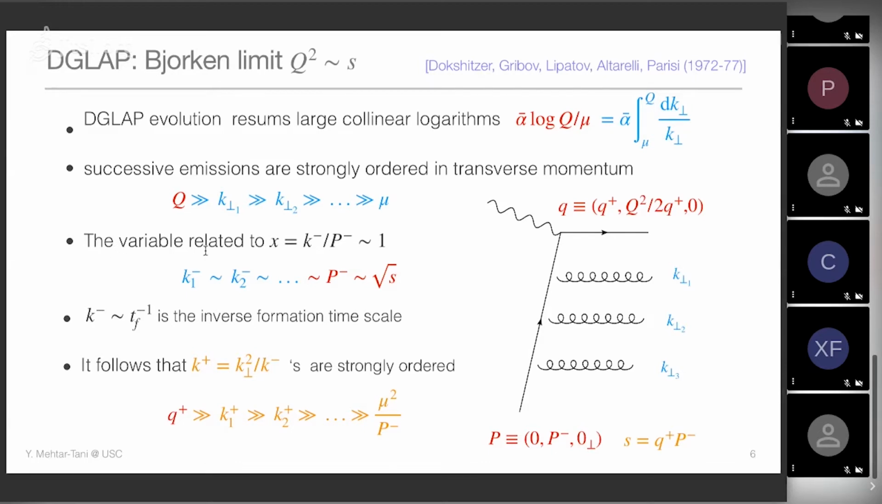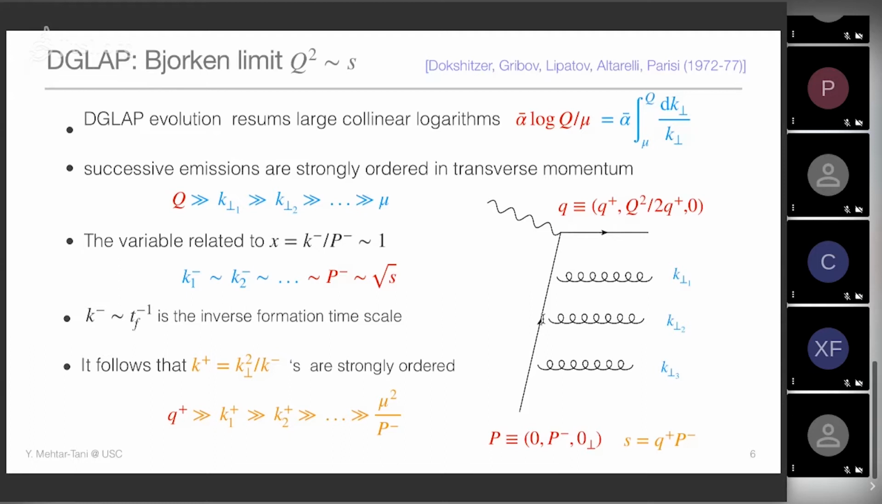But then if you look at the other variable, which is x, which is basically k minus, this is the longitudinal fraction, again, of the proton carried by the quark here, then you realize that in this regime of DGLAP, where we already have the strongly ordered transverse momenta, the k minuses are of similar order, which are of order of the root of s. So for all of the k minuses here, there is no strong ordering, they're of similar order. So k minus is typically the inverse formation time here. So all of those interactions happen roughly at the same light cone time here.